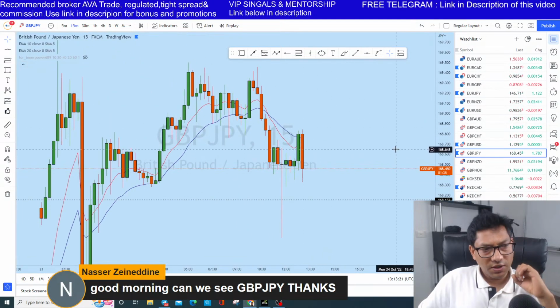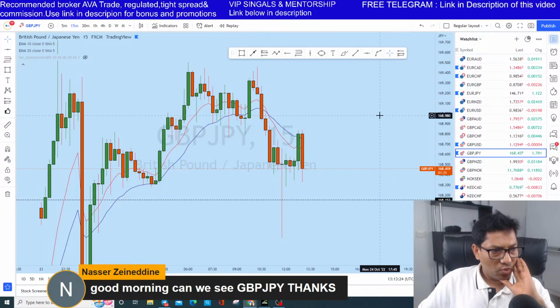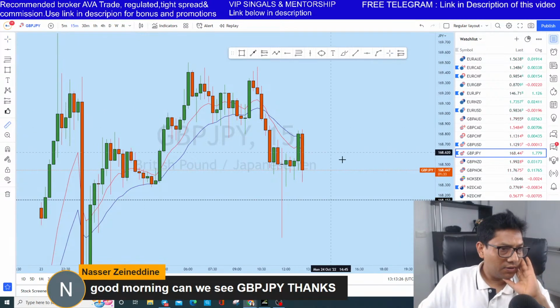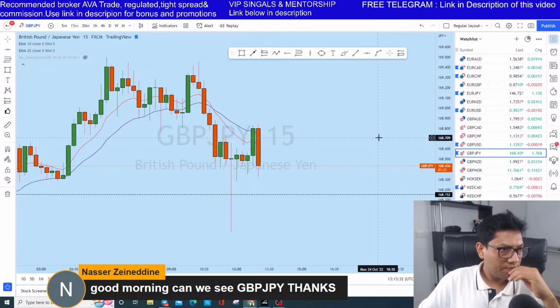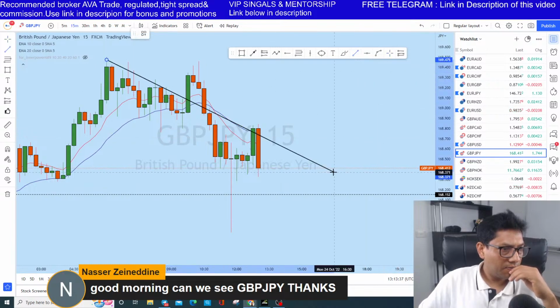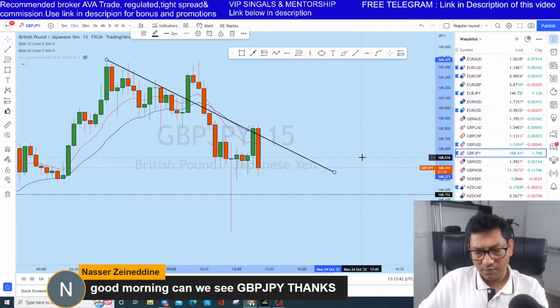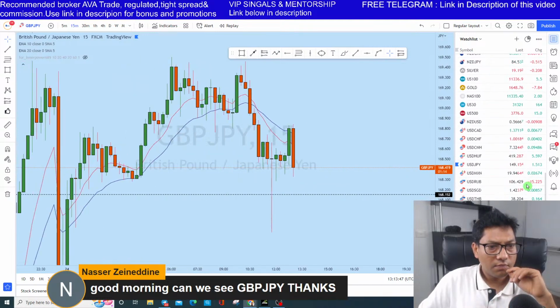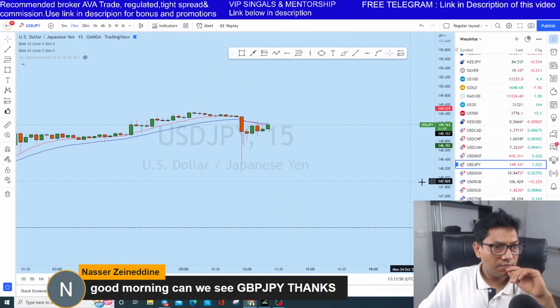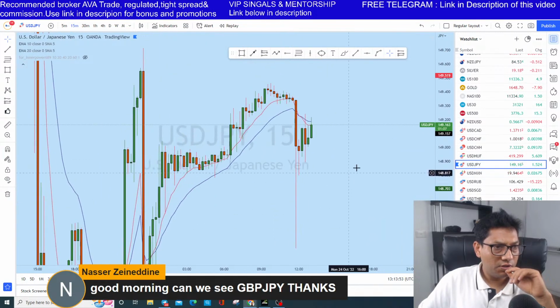This is 15 minutes on GBP JPY. What I was thinking is that there's a move here at least, 30 pip. The thing is that we might see, on dollar yen, very volatile, some move up again.